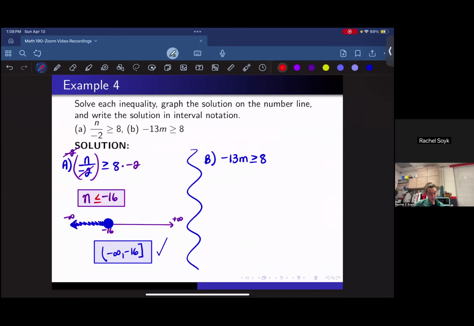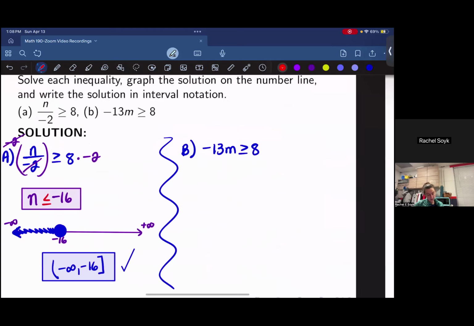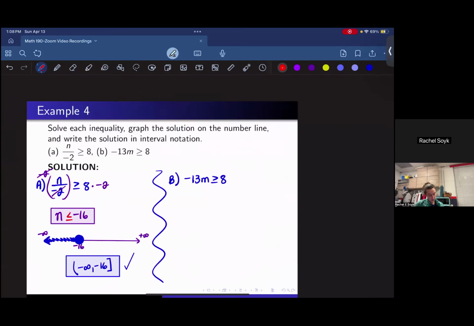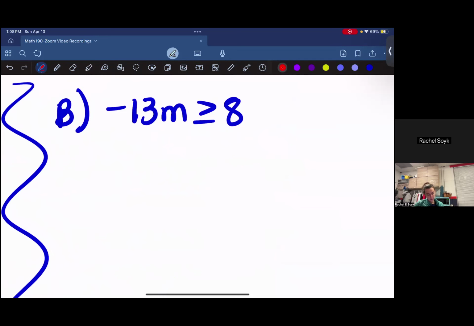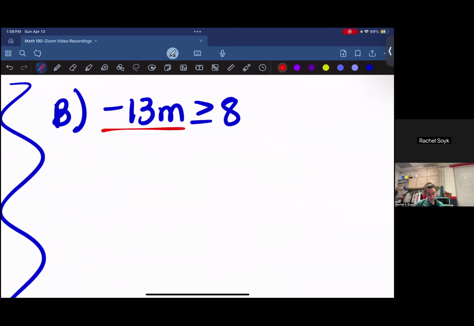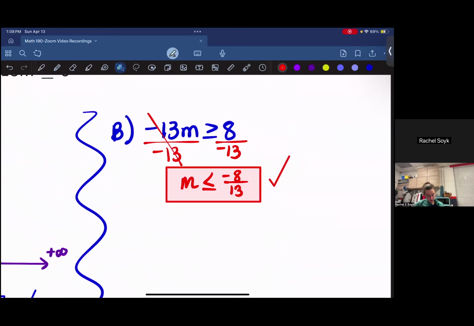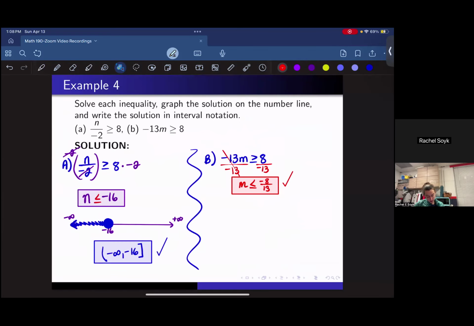Let's move to part B. We're dividing both sides by a negative. So what happens to the inequality? Flips sides. And so we're essentially looking at all values of m less than or equal to negative 8 over 13. Let's go ahead and graph this.